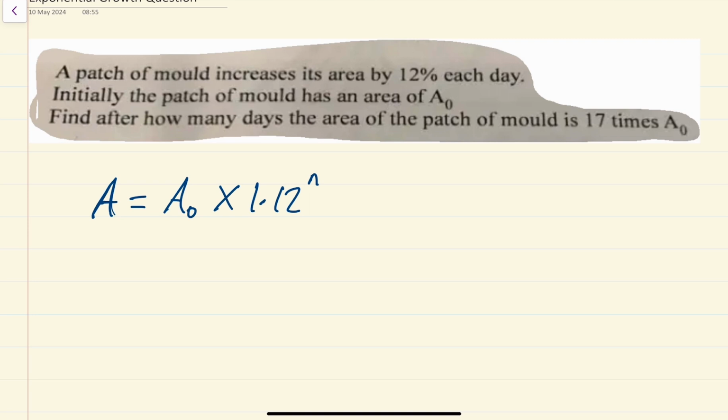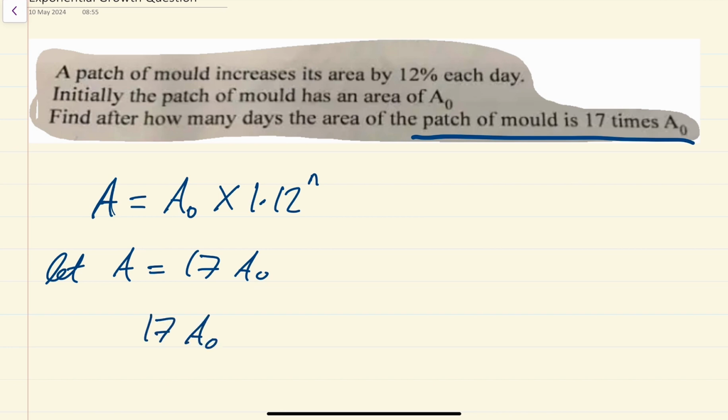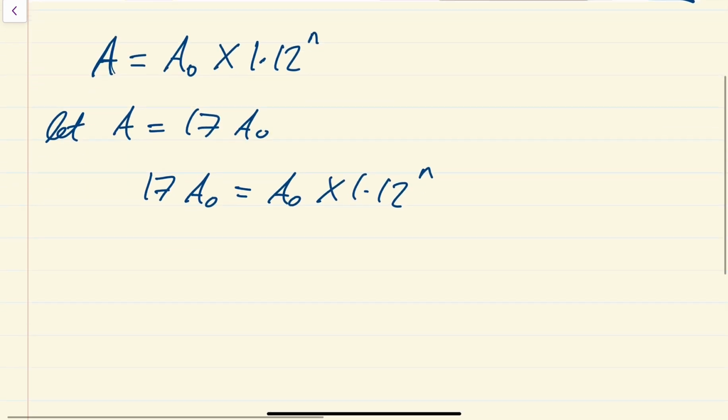Okay, it says the patch of mold is 17 times A0, and we want to find how many days. So just say let A equal 17 times A0. So we've got 17A0 is equal to A0 times 1.12 to the power of n. And then what you can do, nice neat line, the A0s cancel out. You're just left with 17 equals 1.12 to the power of n.